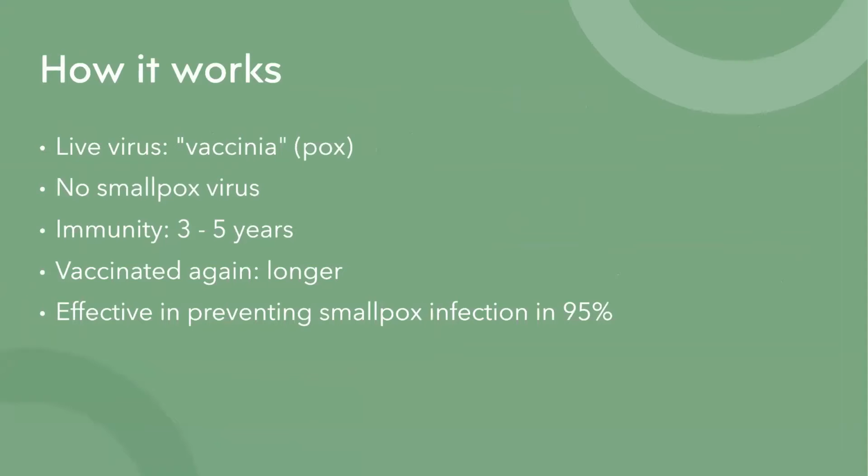How does the smallpox vaccine work? Well, it is made with a live virus called vaccinia, which is a pox type virus and it is related to the smallpox. But it is not the smallpox virus, which means it cannot give you smallpox. With the vaccine, immunity will last you between 3 to 5 years, and it will decrease over time. But you can get vaccinated again to make the immunity last longer. This vaccine has been effective in preventing smallpox infections in 95% of those who are vaccinated.